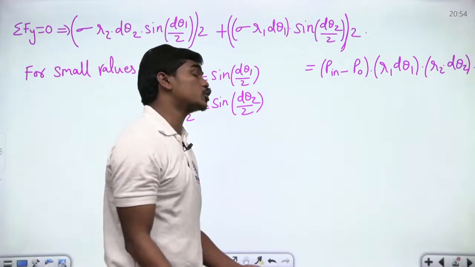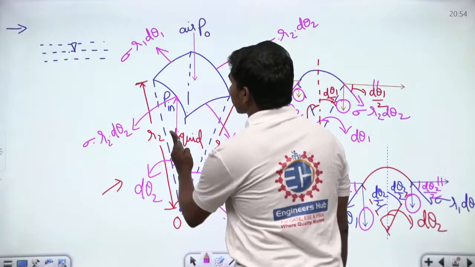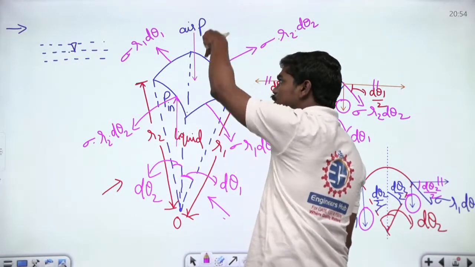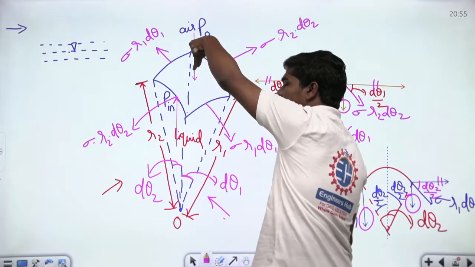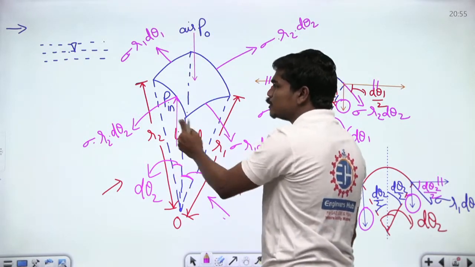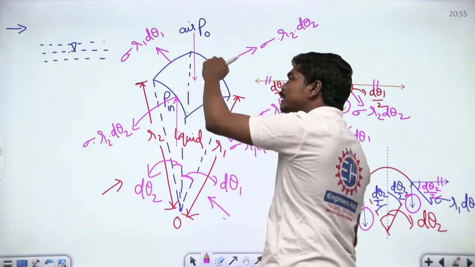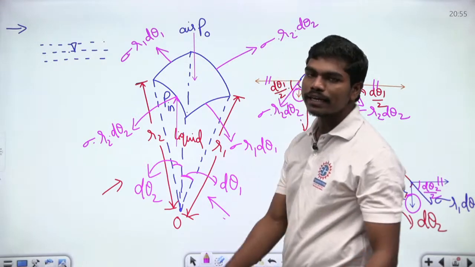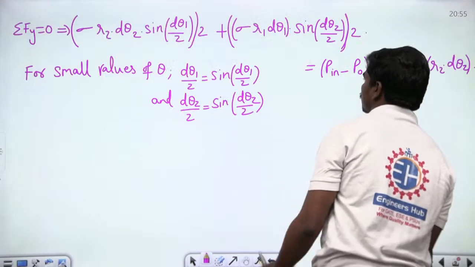Right hand side, how did I write it? Look, inlet pressure is acting in the top direction and of course outlet pressure is acting in the bottom direction. So P inlet into this area minus P outlet into this area is the right hand side. So I have written P inlet minus P outlet into this area.